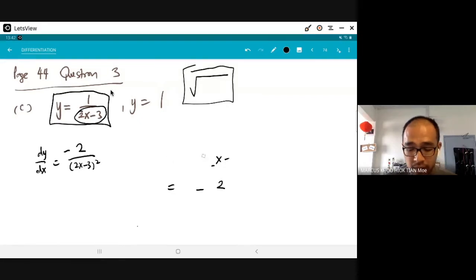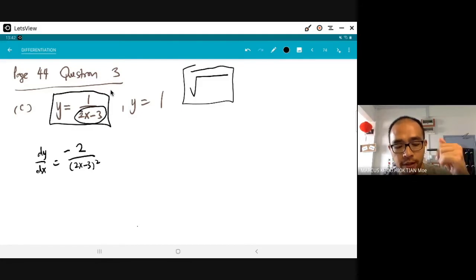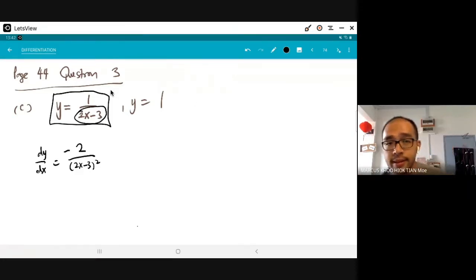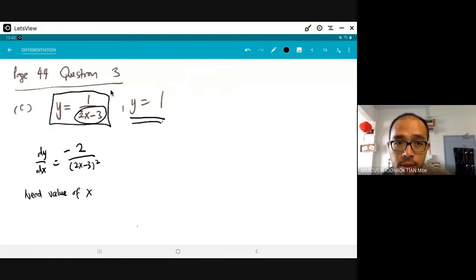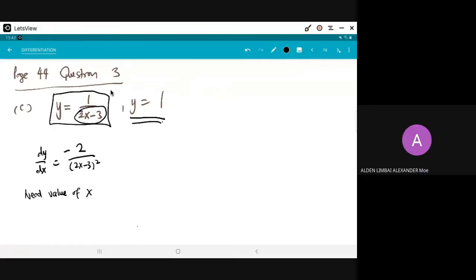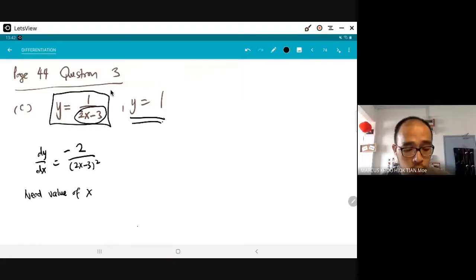I want to sub the x, but the problem is I don't have any x, I only have y. dy dx is negative 2 over 2x minus 3 squared. I don't have x, I need to have the x. So how do I find the x? Anybody want to suggest? Sub y into the original equation. Okay, very good. Sub y into the original equation so you can find the value of x. Because remember, for every value of x there is one value of y. For one value of y there is one value of x. So we can actually find the x.